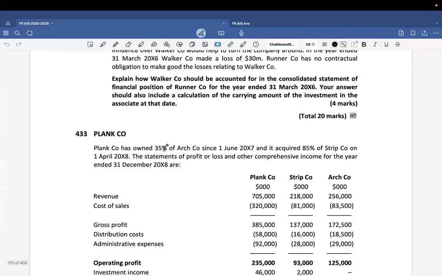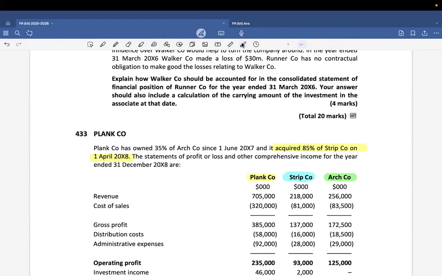Now, this question, see, the workings one doesn't change for SOPL. Working note one is mandatory. Understood? And in the question, they have been saying that Plan owned 35% of Arch company since 1st June 2007, and it acquired 85% of Strip company, another company, on 1st April 2008. So it's a mid-year acquisition, right? So all the SOPL components, this is the parent company, okay? And Strip is the subsidiary company, clear? And Arch is the associate company.